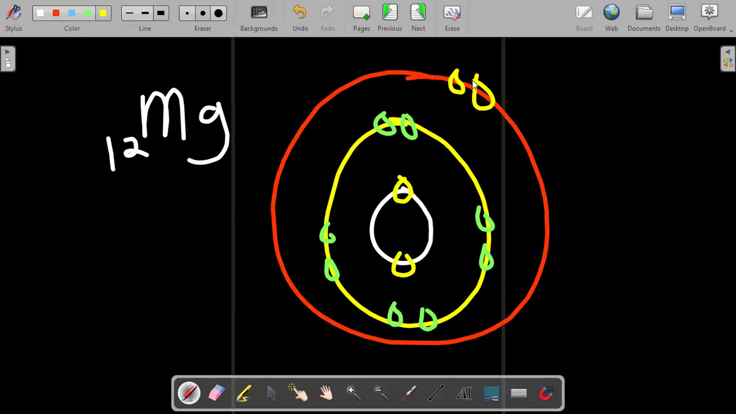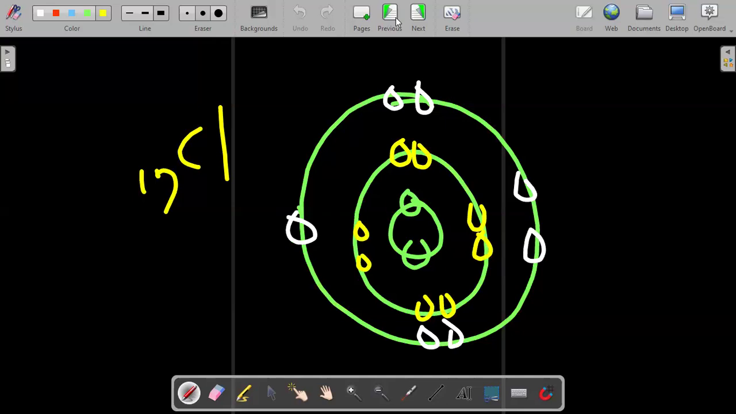Sir, the non-metal, can you go back, sir? That is, chlorine is a non-metal. Anything from 4 and above is a non-metal. Okay, sir. Yes.